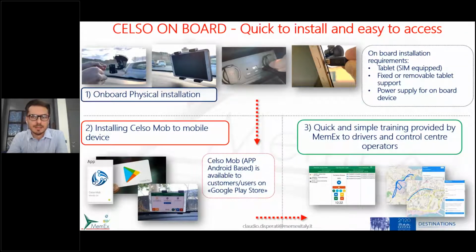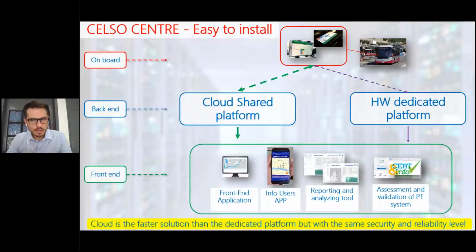rugged tablet that has to be equipped with a SIM card in order to have real-time communication with the center control room. The tablet has to be installed on board the vehicle with a fixed or removable tablet support, and has to be connected to the power supply. After this first step, the tablet needs to be equipped with the CELSO Mob app that is available on the Google Play Store, and after a quick and simple training, the system is ready to be used by the companies.